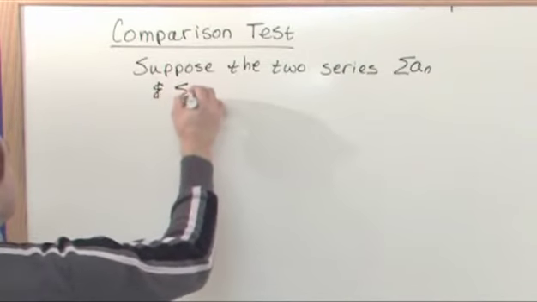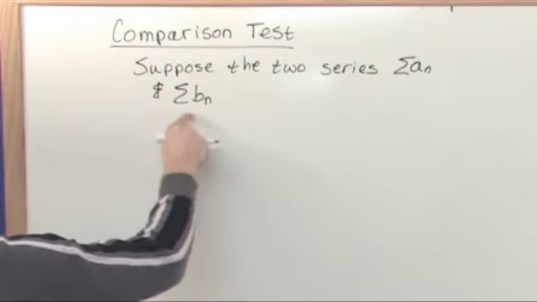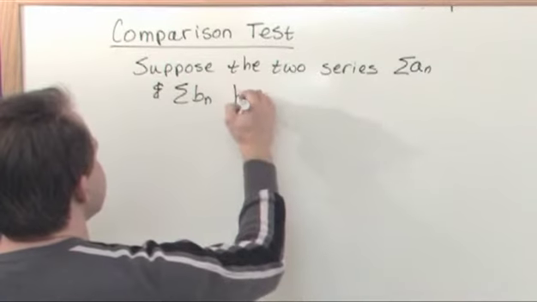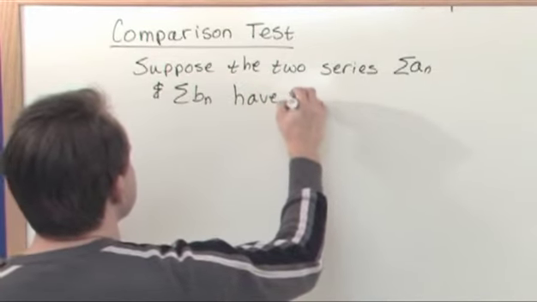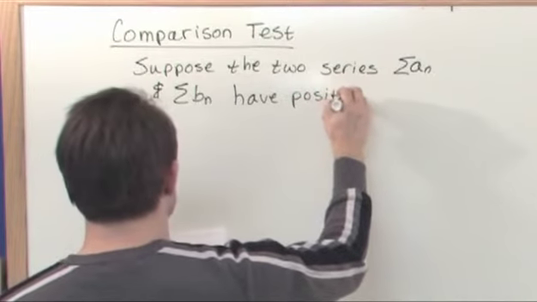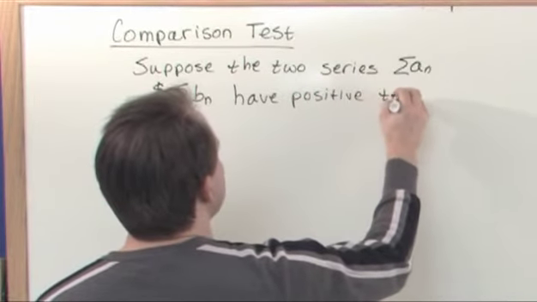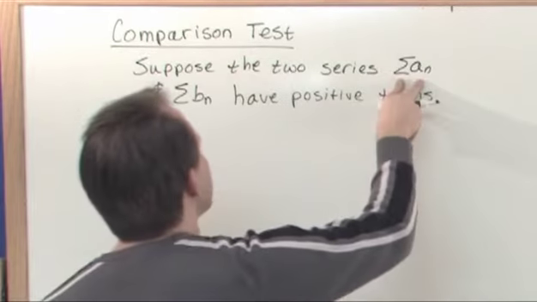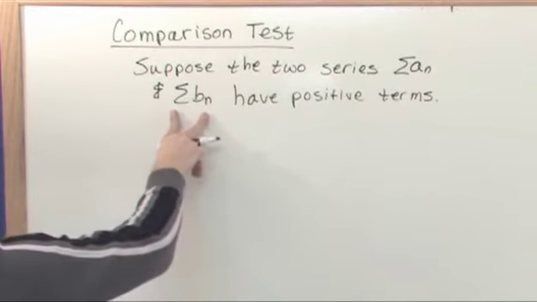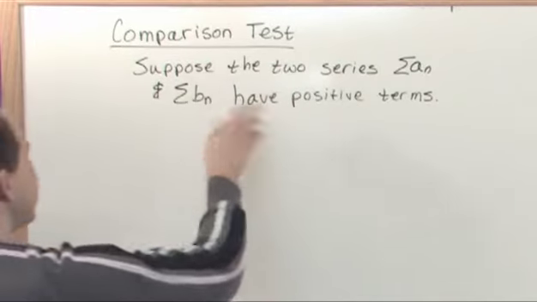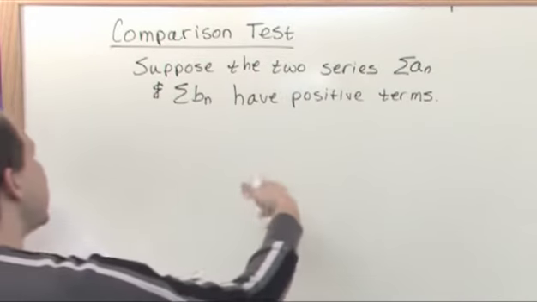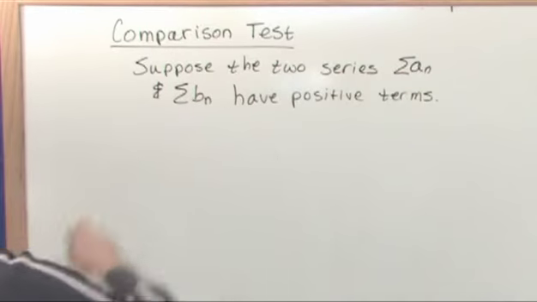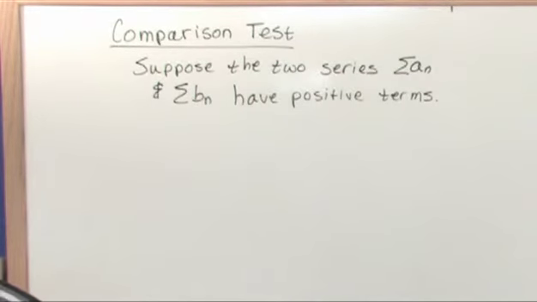And b sub n, this is the series that we're going to use to compare it to, have positive terms. All it's saying is, suppose we have two series, the series that we're given and some other related series that I haven't told you anything about how to find, but let's just say that these two things have positive terms. What we're going to end up doing is comparing them, and we're going to learn something about our original series by studying a related series. That's what it's telling you, okay?